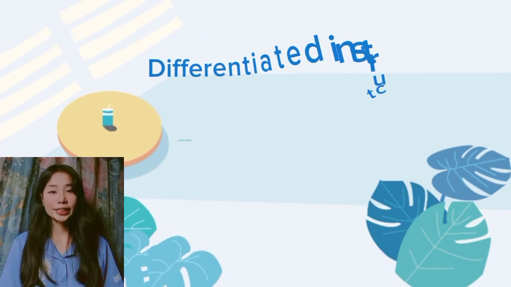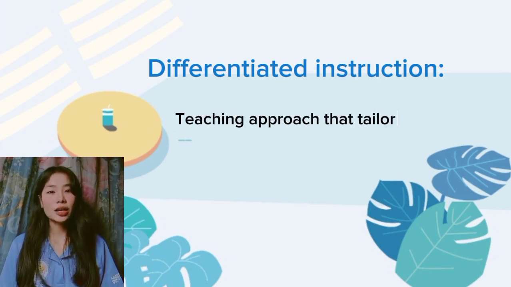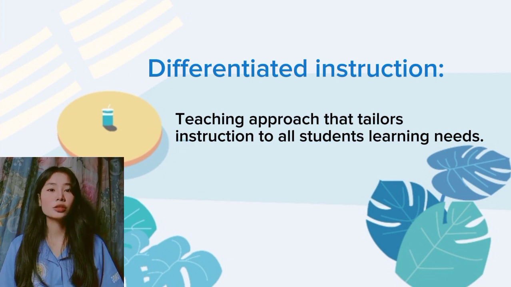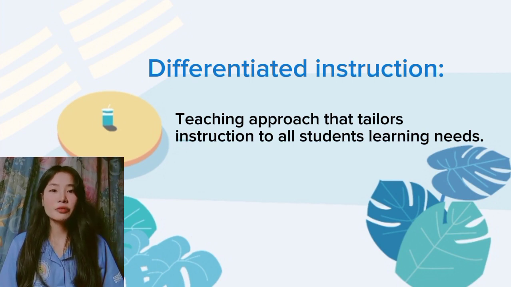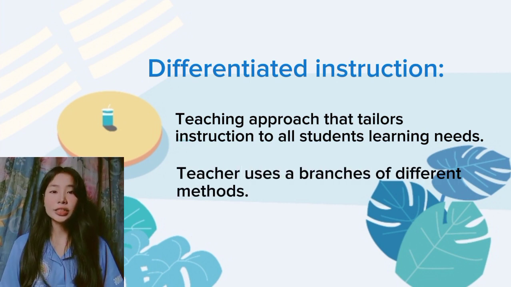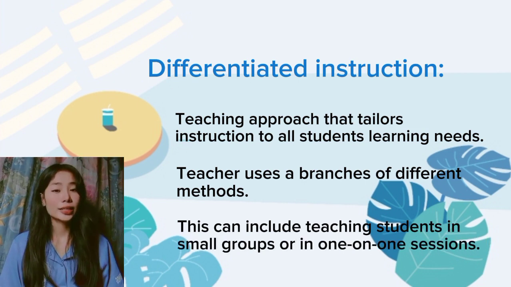What is differentiated instruction? Differentiated instruction is a teaching approach that tailors instruction to all students' learning needs. All the students have the same learning goal, but the instruction varies based on the students' interests, preferences, strengths, and struggles. Instead of teaching the whole group in one way, like lecture, a teacher uses a variety of different methods. This can include teaching students in small groups or in one-on-one sessions.